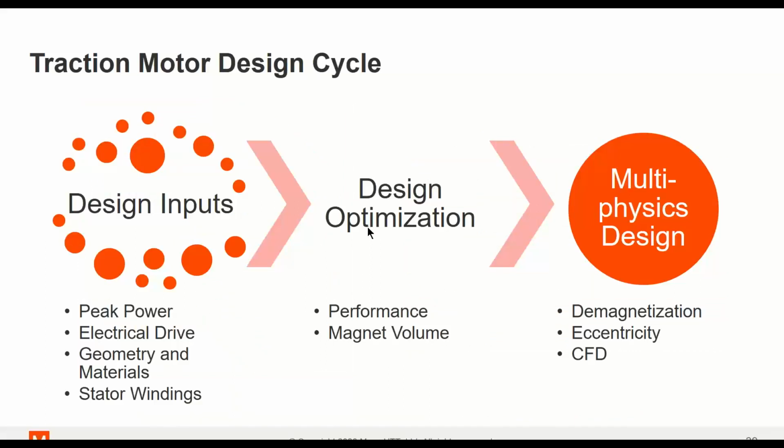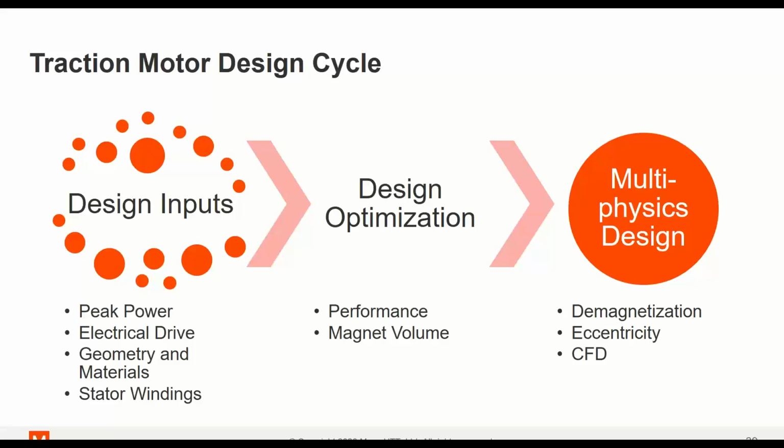To achieve our objectives, we're going to break down the technical roadmap into 3 main steps. The first step is the design inputs. In our case, we're basing our design on a traction motor that is already designed, but in other cases you might need to design the motor in the first place. So when designing the motor, you have to take into account the peak power requirements, the electrical drive that is going to be connected to the machine, the geometry and the materials used for that specific design, as well as the stator windings and materials and so on.